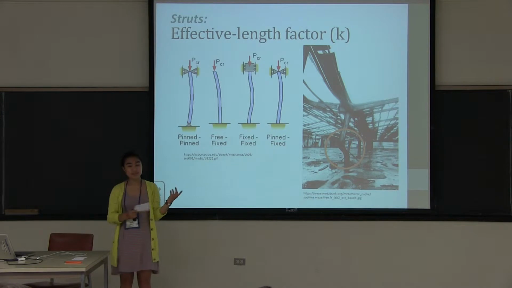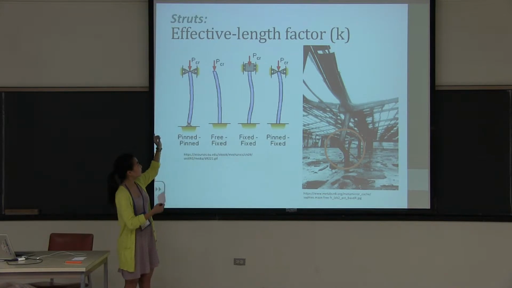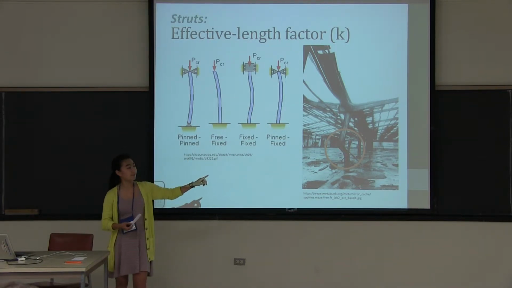And then the K, which is the effective length ratio, is based on the situation that it's in, like literally the different end points, fixed or pinned. And so that's an example of a buckled strut that was fixed on both ends.